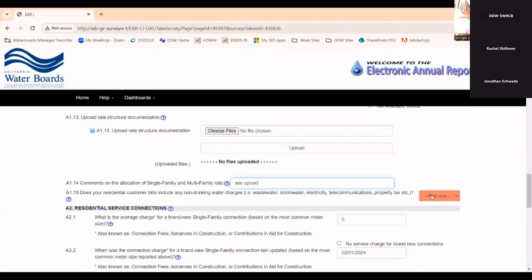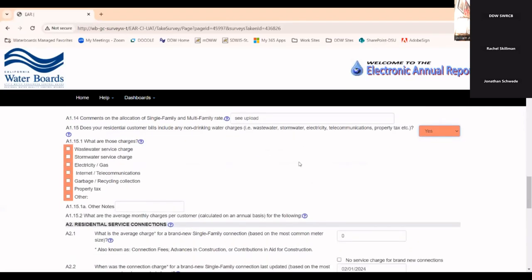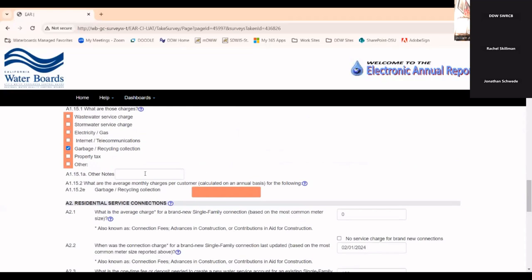And then another box just to explain if you want to give more explanation behind your single and multifamily rate structures and how they're allocated. And then also to indicate if your customer bill includes any non-drinking water charges. So if that water bill includes things like wastewater, stormwater, electricity, or if it's incorporated into other utilities, we'd want to know. So you could say yes for that one. And then we ask you to explain which kind of services are included in that water rate. And of course, we also provide an other text box below.